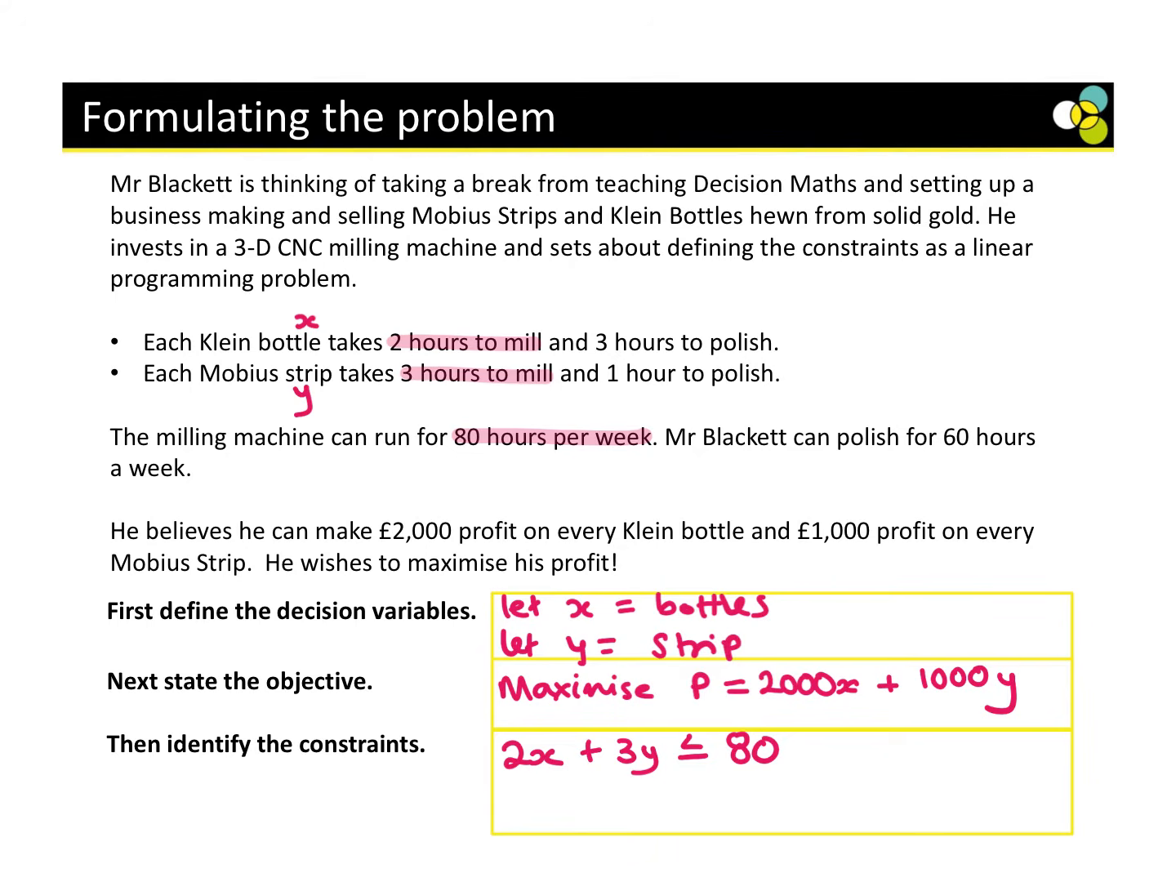So then, the next thing we look at is the polishing. 3 hours to polish X, 1 hour to polish Y, and Mr. Blackett can only polish for 60 hours a week. How he does that and teaches, I honestly do not know. So that means we're going to have 3x plus y less than or equal to 60, because 60 is the maximum time for polishing.